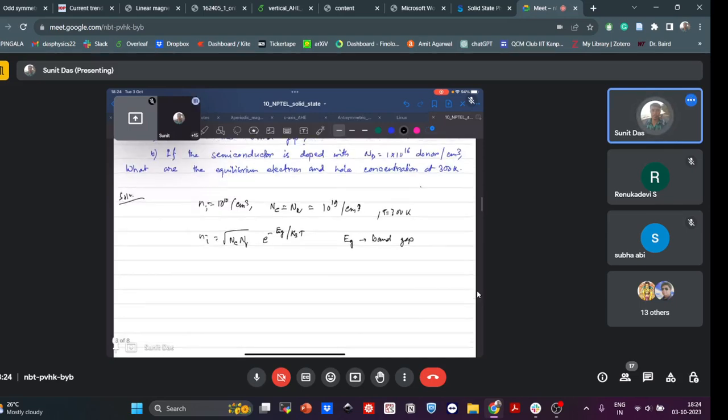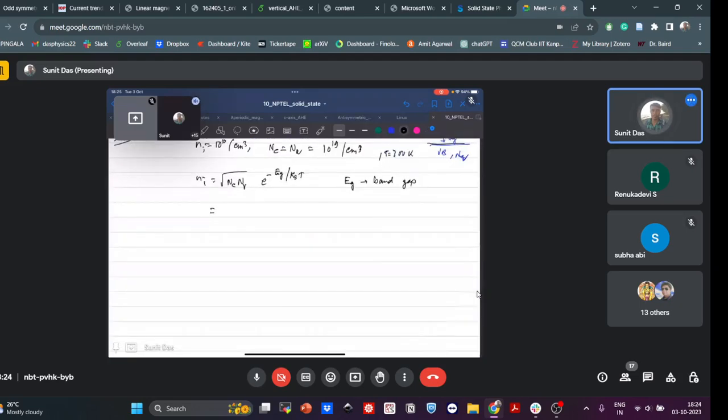Somewhere there is the valence band, somewhere the conduction band. The carrier concentration for the conduction band is Nc, and for the valence band it is Nv, and we need to find this band gap. So we just need to put in the values.